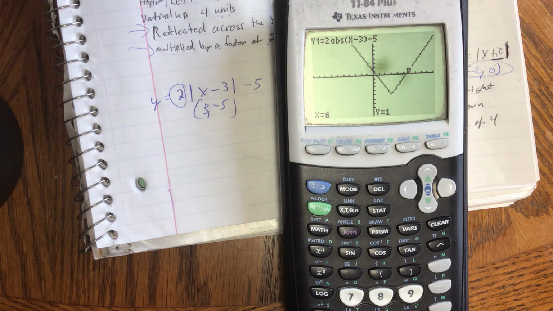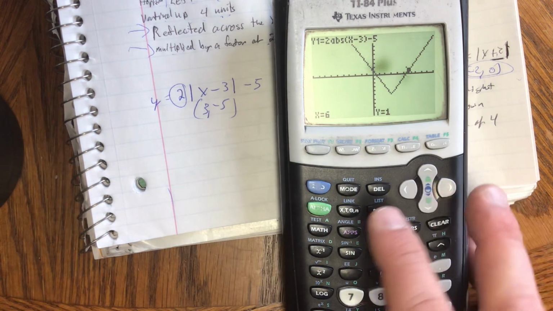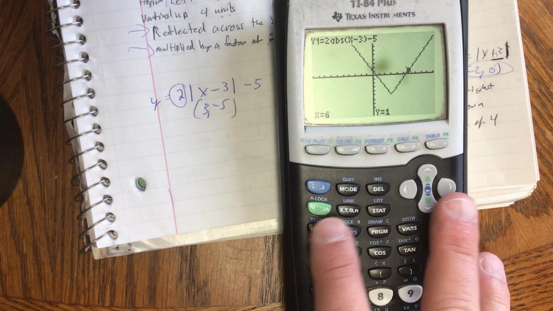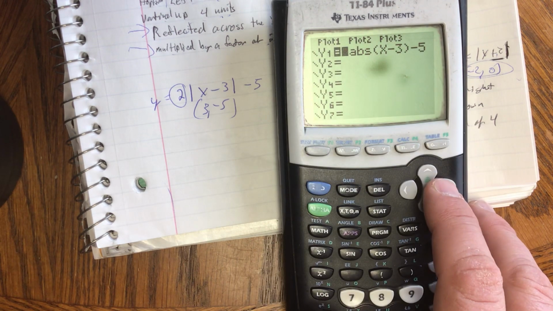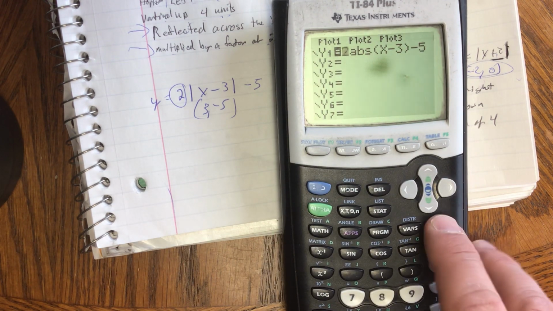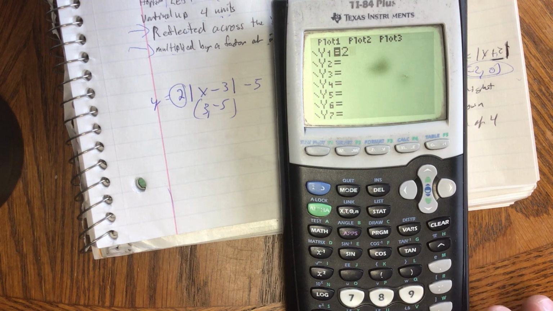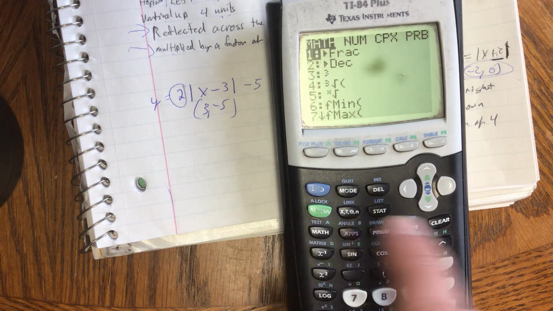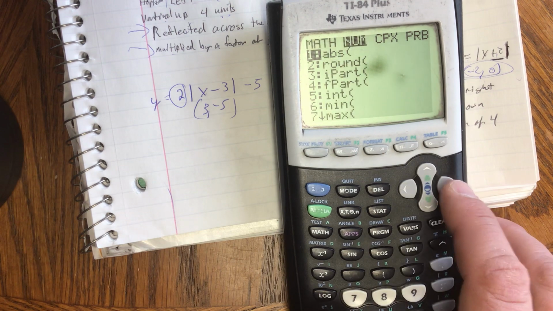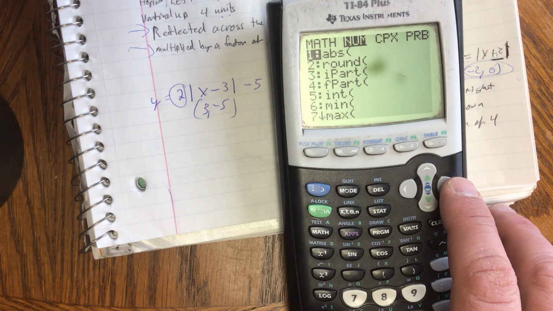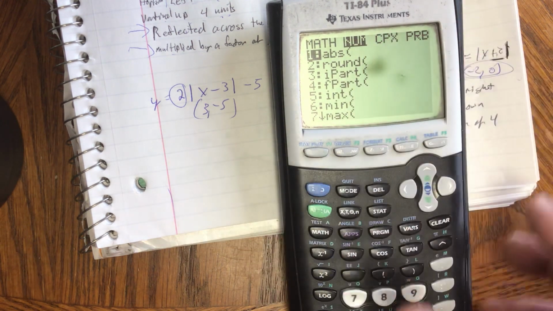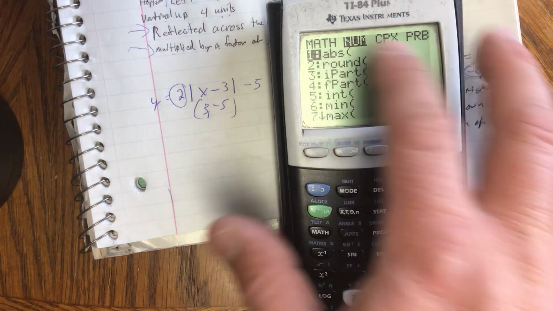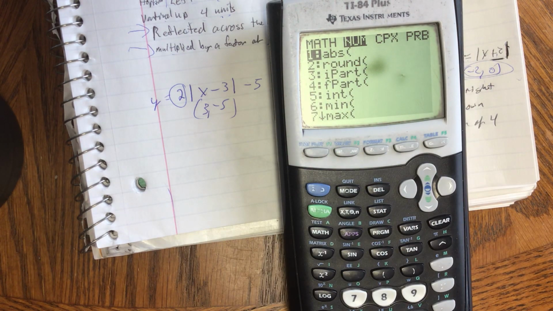And I actually didn't do one on my graphing calculator. So the key there is, again, where the ABS is. So when you hit Y equals, let's clear this out and do it again. I'm going to hit 2, and then I want to hit the math key on your graphing calculator. And then go over to the num. So I'm using my cursor key right here. I'm going over to the num values. And right there, the very first one is ABS, or absolute value.